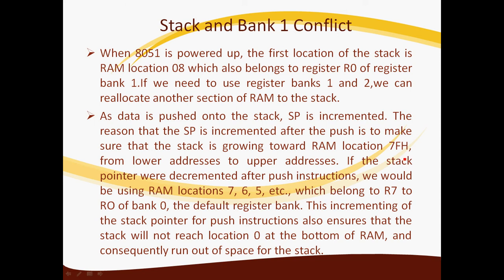The stack pointer is incremented, it is not decremented. The reason being, it points to location 07. If we decrement it, then it will point to 6, 5, 4 and so on to 0. And once we reach 0, we run out of space for the stack. So for this reason, the stack pointer is incremented, and it can go up to 7F, which is not the case practically, but it can go to 7F. And in this way we have a huge space where we can store the values, that is where we can use the stack.